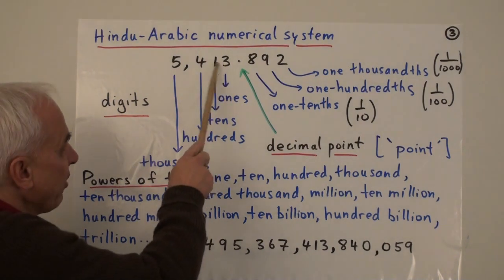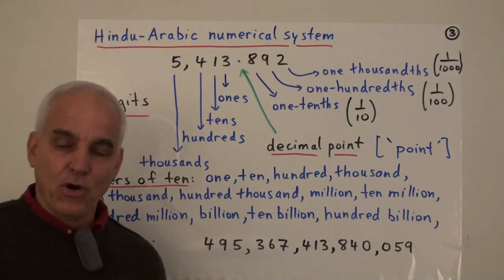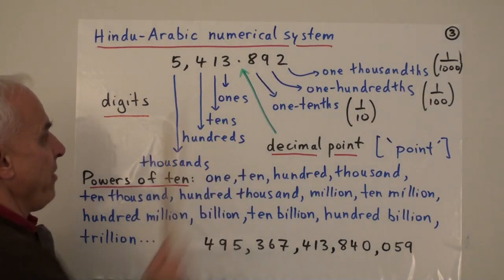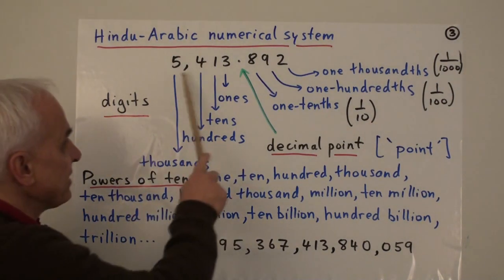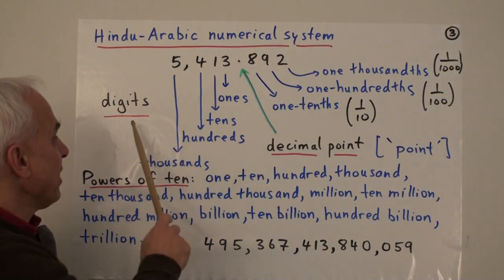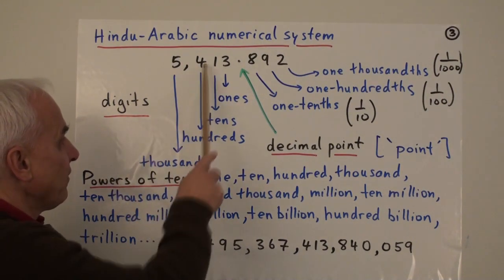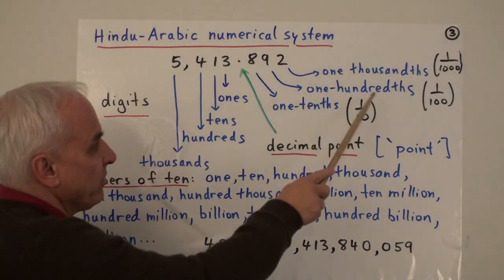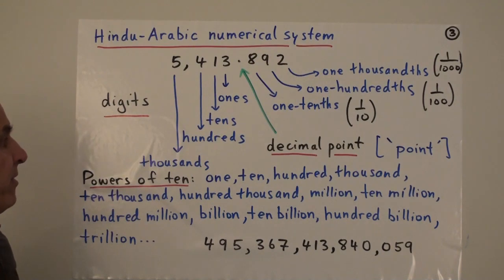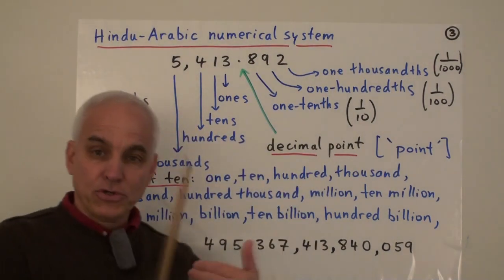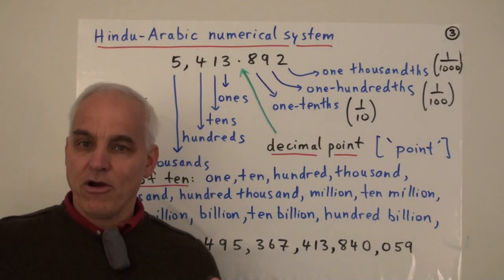So the numbers that are appearing here are always between 0 and 9, and they are called the digits of the number. So we would say that this number has tens digit equal to 1, has hundreds digit equal to 4. We would say that this 9 is the 100th digit of that number. So powers of 10 are crucial for the Hindu-Arabic system.